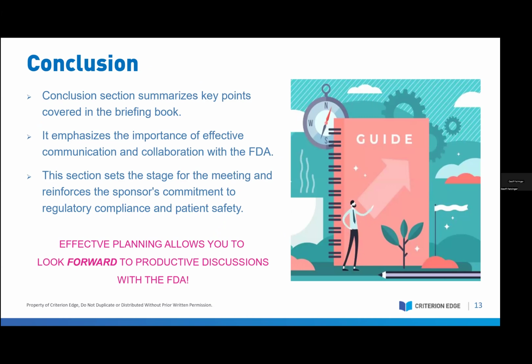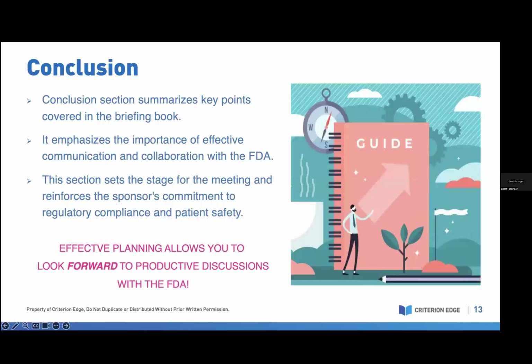There's then a conclusion to a briefing book. It just doesn't end. It's a summary. You have to then give them something to read at the end that summarizes the key points. If you're calling out safety, if it's a pre-IND, what are your animal modeling studies? What's your proposed tox? What's your proposed safety studies? GLP, what is your proposed study design for phase 1? It emphasizes the importance. And then it sets the stage for the sponsor's commitment to the compliance.